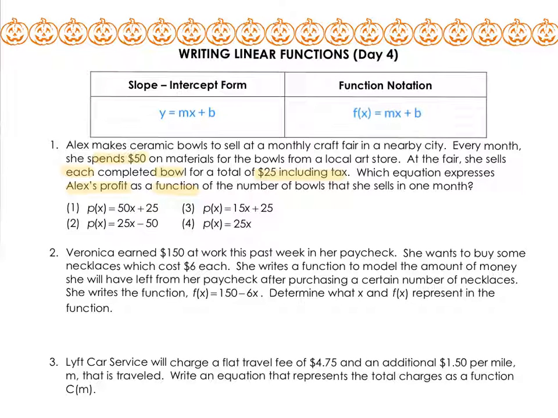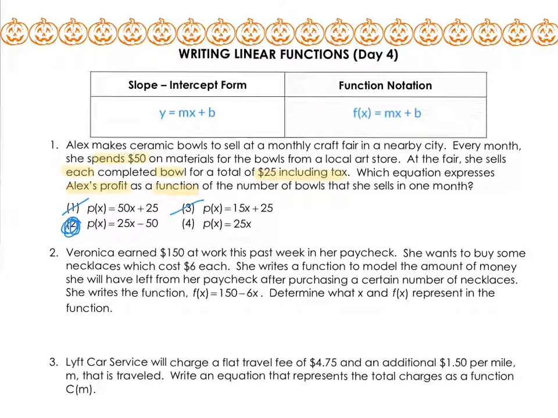So knowing that, I can automatically eliminate two choices. It's not $50 per bowl and it's not $15 per bowl. But then I see that she's going to spend $50. So if we're talking about her profit, that's not a part of her profit. That needs to be subtracted out of the profit. So that's why the correct answer here is 2.